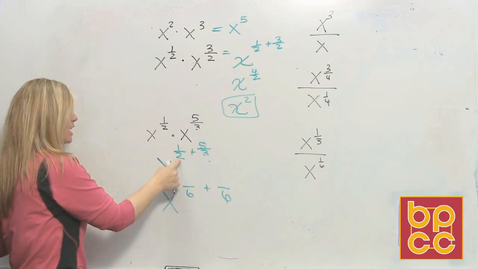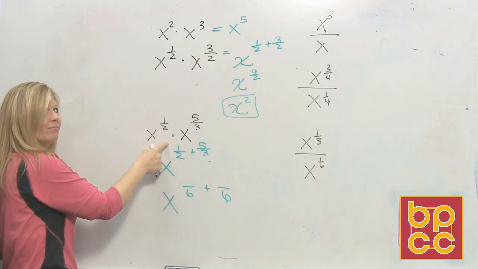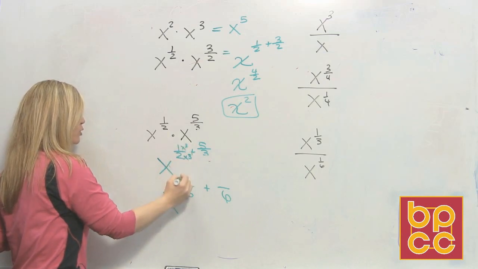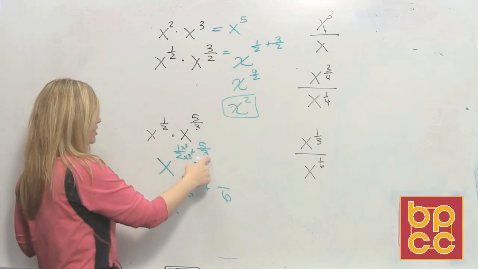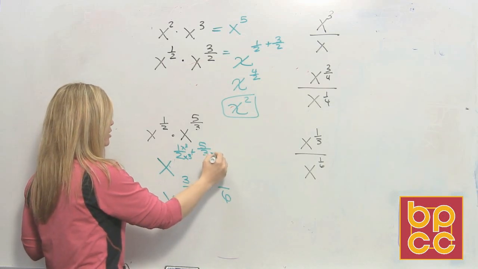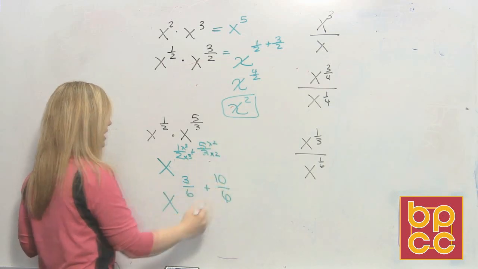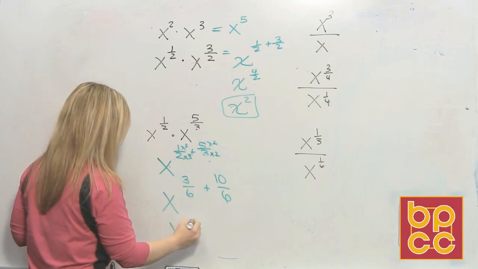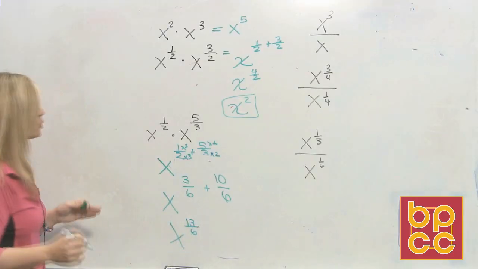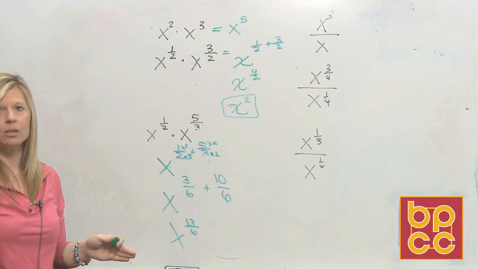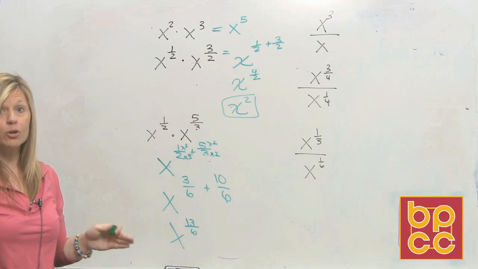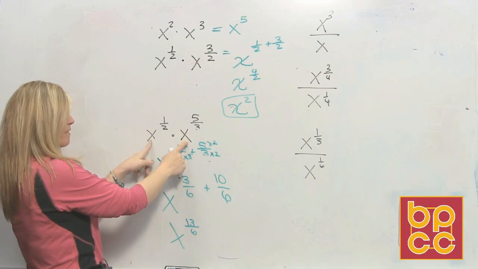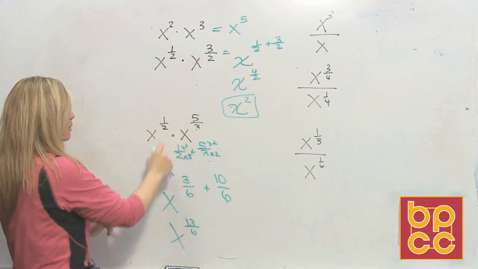The rule we learned is if you change the denominator, you've got to change the numerator. How does a 2 become a 6? We multiply by 3, so our new numerator is 3. How does a 3 become a 6? You multiply by 2, so 5 times 2 is 10. So x to the 3/6 times x to the 10/6 would be x to the 13/6. So it's very important you pay close attention to what you're doing. I'm not asking you to multiply fractions here. I'm asking you to multiply letters, variables. And to multiply variables, you learned to add exponents.